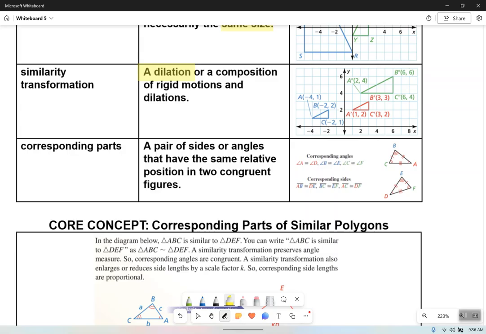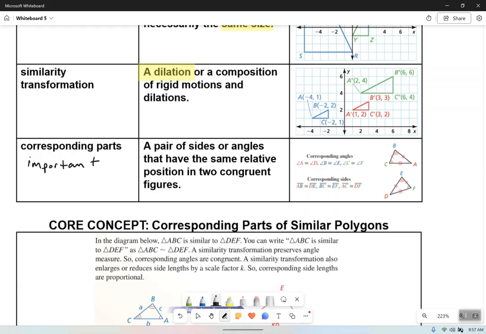So guys, when you have a similarity transformation, typically it's going to be a dilation, or it could be a composition of rigid motions and then a dilation. Just keep in mind, rigid motion again is simply just moving it somewhere first without changing size. Okay. Kids, we're going to talk about corresponding parts a lot. Okay, this is going to be an important concept for us to prove similarity.